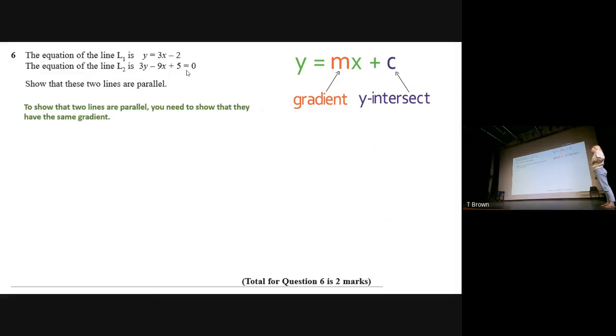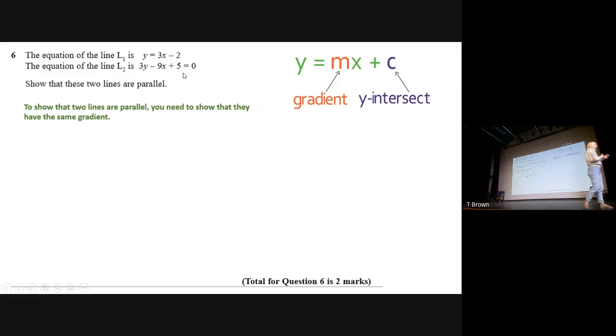To show that two lines are parallel, you need to show that they have the same gradient. So we're going to switch up the bottom one. This bottom equation here, we need to get this on the other side, this on the other side, and then we can divide by 3 so that the y is on its own. We need to get the y on its own.